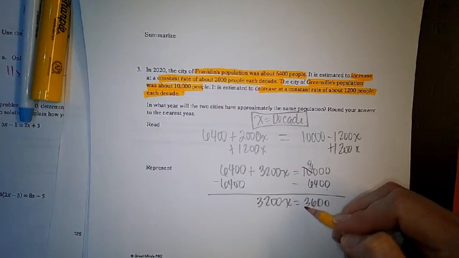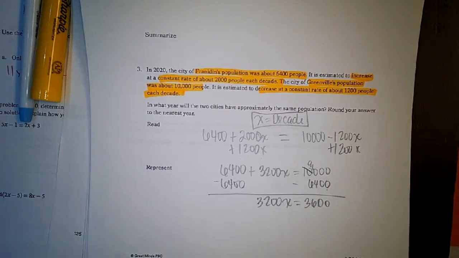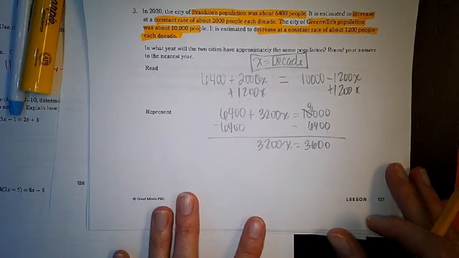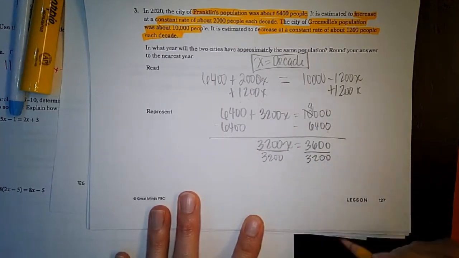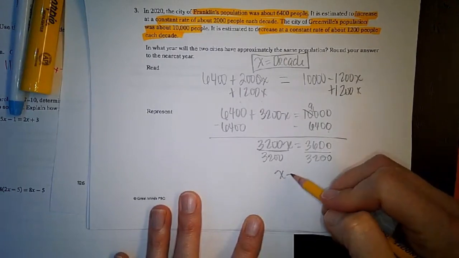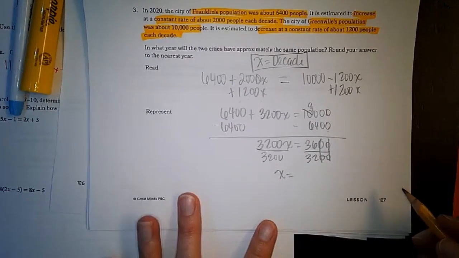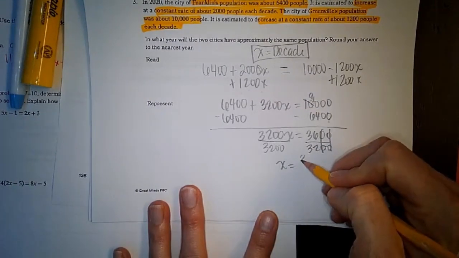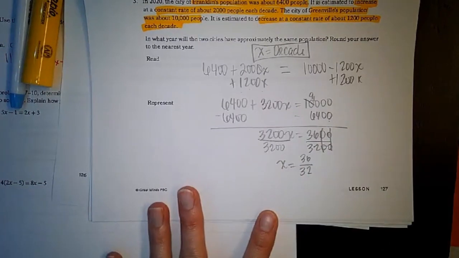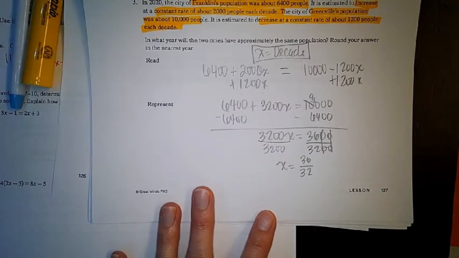Okay, now what do we do? Divide by what? What's really cool is if you want to, get rid of your zeros. It makes life so much easier. So then we have 36 divided by 32. Can we simplify this? Yes. What are they both divisible by? Are they divisible by 4? By 2? By 6? By 8? What are they divisible by? 2? Everybody want to do 2?